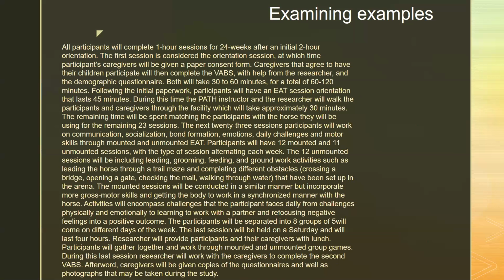And so here it's a much longer explanation because you have to explain everything that's going to happen across time, all of the materials that you're going to be using. And so we see they have 1-hour sessions for 24 weeks after an initial 2-hour orientation. They say what they'll do in the orientation section and how long it will take. They say what they'll do next, and so you can see that there's kind of a sequence in order of events of how these are happening.